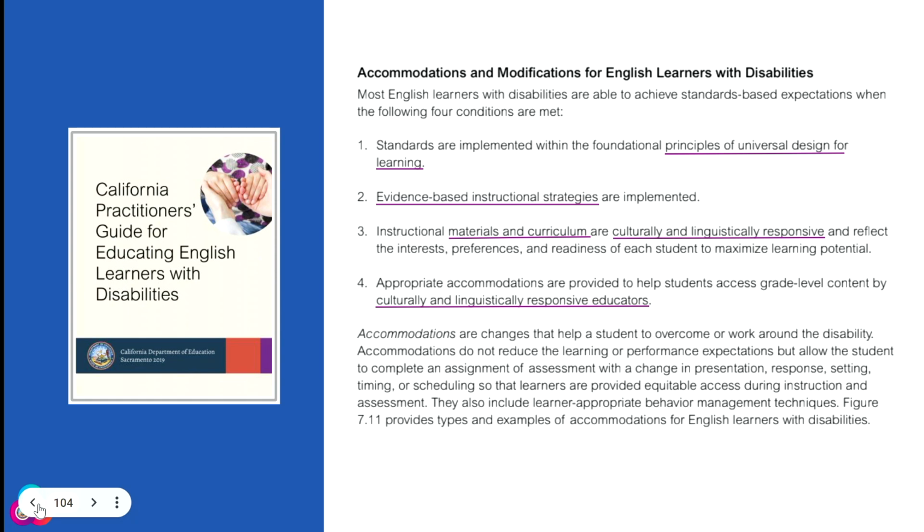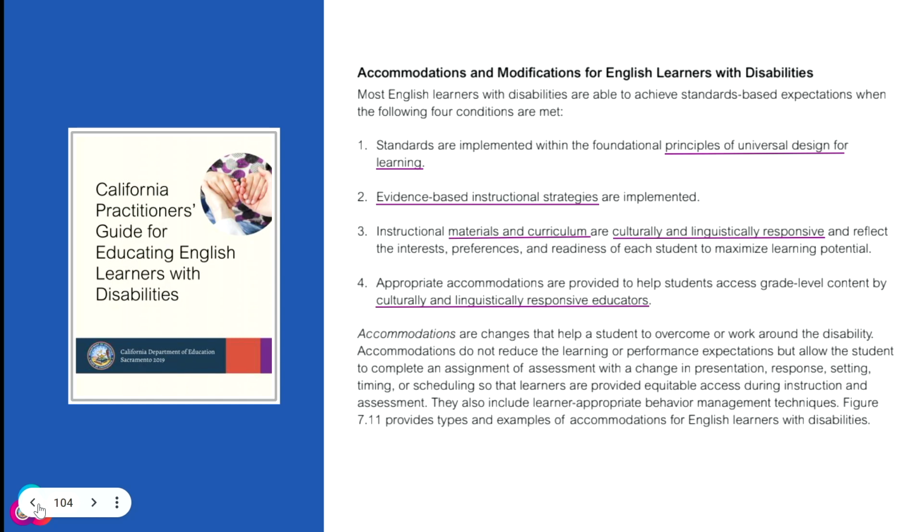And finally, the idea of accommodations and modifications, right? So if we want to be able to provide access and quality curricula for our English learners, these are some things to consider, right? This is how we do it. We have to incorporate the principles of universal design for learning to provide access for all of our learners, particularly our English learners with disabilities.